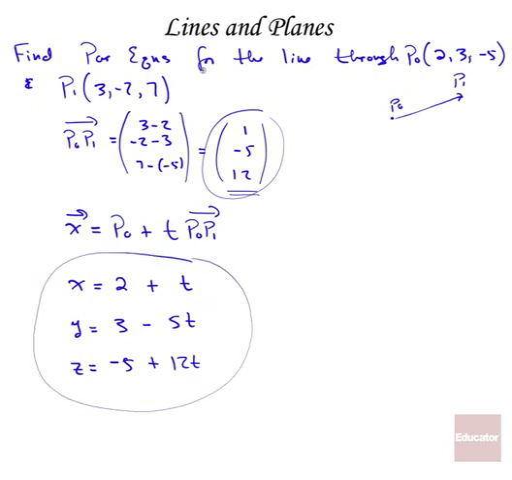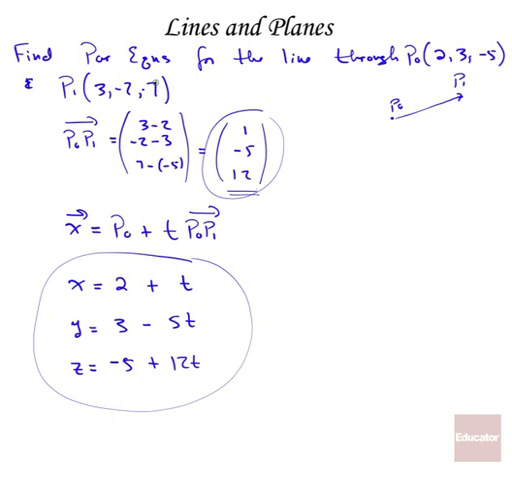Through this point and through this point, I have a direction vector. I've chosen one of the points as my reference, the (2, 3, -5). So these are the parametric equations for a line passing through those two points. And again, I could have chosen the other point. It doesn't really matter as long as it's a point on that line.